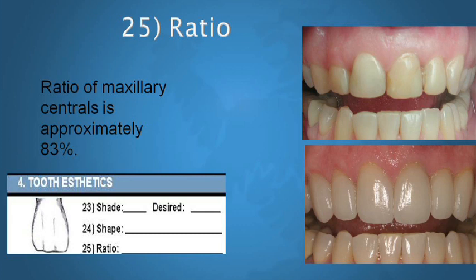Now, again, aesthetics is subjective, so some people may say 81%, some people may say 79%. It's just an approximation. It doesn't have to be perfect. What we don't want to have is teeth that are too long, or teeth that are too short.